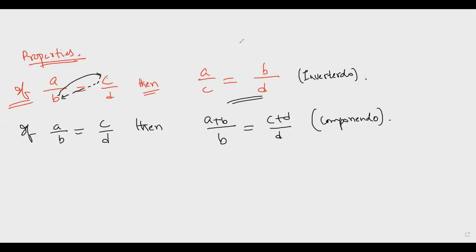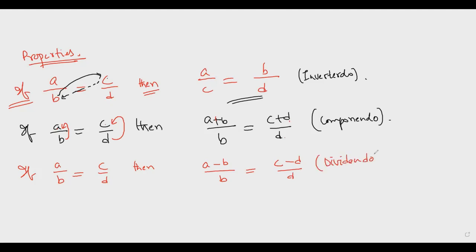So what does it mean? If A by B is equal to C by D, then A plus B by B is equal to C plus D by D. This is the application base, whatever. And then here, A minus B by B is equal to C minus D by D. This is called dividendo.